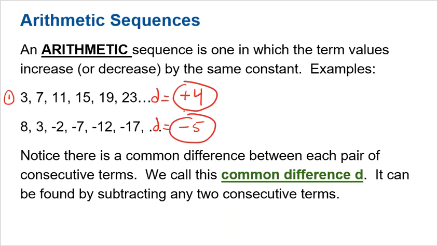Just make sure you do the term minus the term before it. So again, you're going to do like the third term minus the second term, or the fourth term minus the third term, or the fifth term minus the fourth term. You get the idea. And that's how easy it is to find that common difference D.